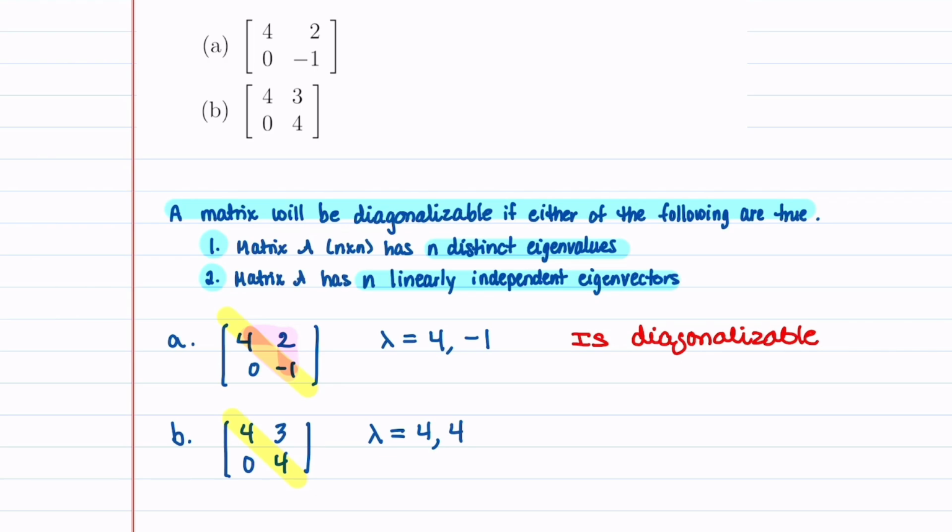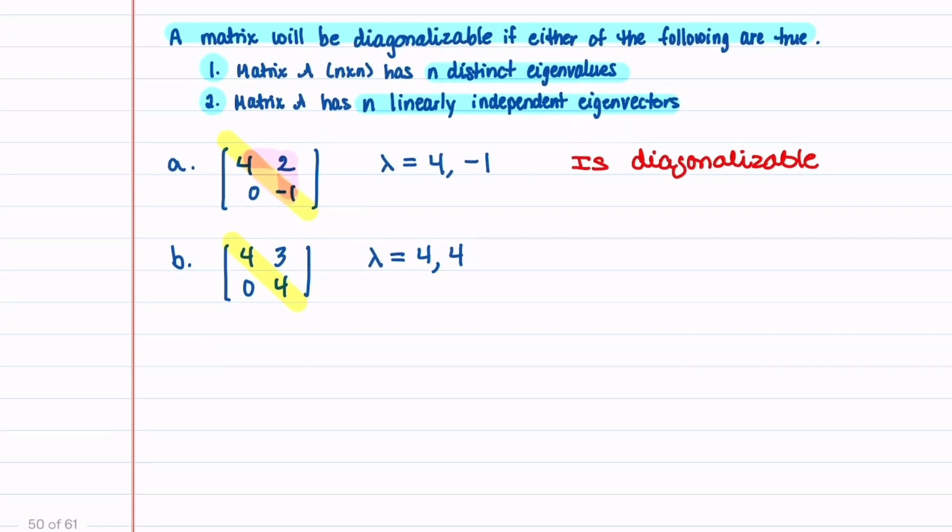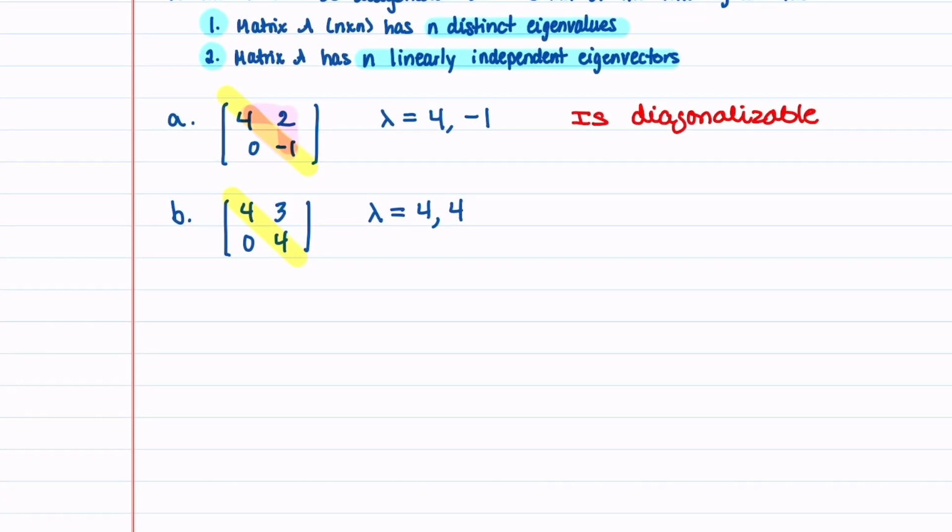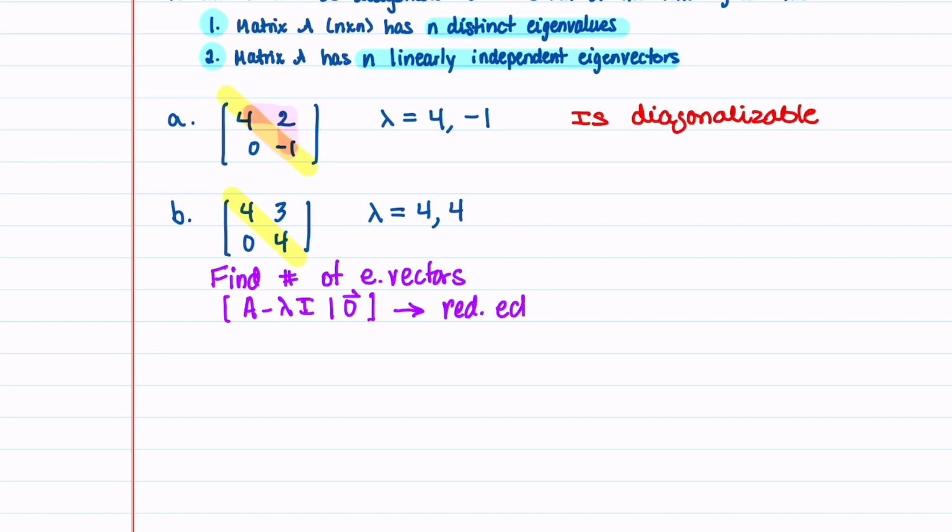What we're going to have to do is a little bit more work and find out if we have n, or in this case, because it's a 2 by 2 matrix, two linearly independent eigenvectors. We're going to have to find the number of eigenvectors. To find the eigenvectors, we're going to take A minus lambda I, augment it with 0, and unfortunately, we're going to have to put this all the way down in reduced echelon form.